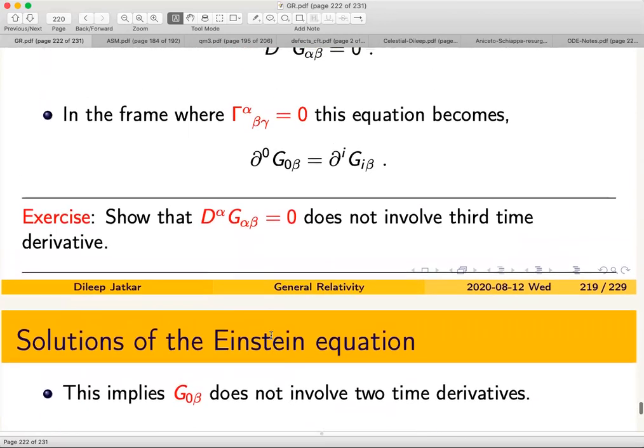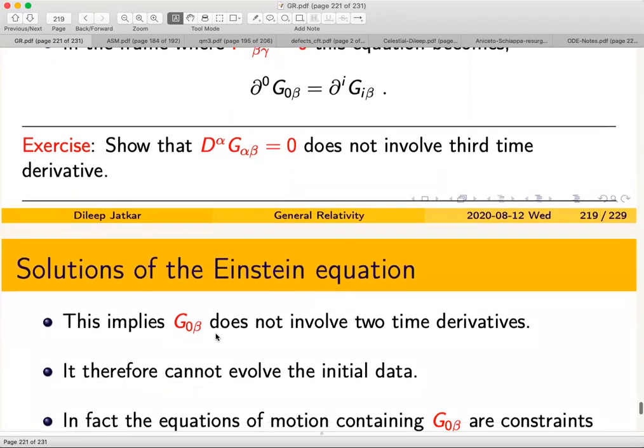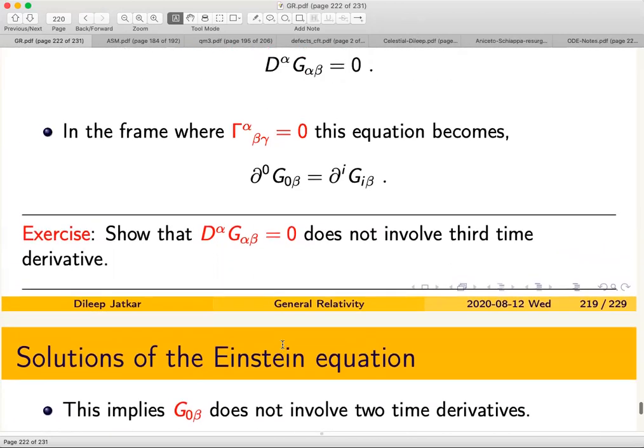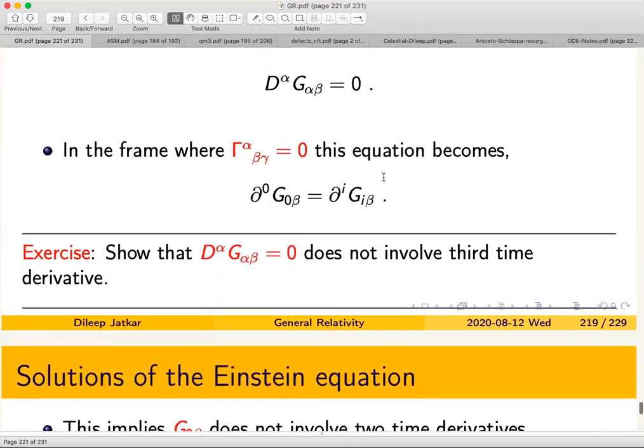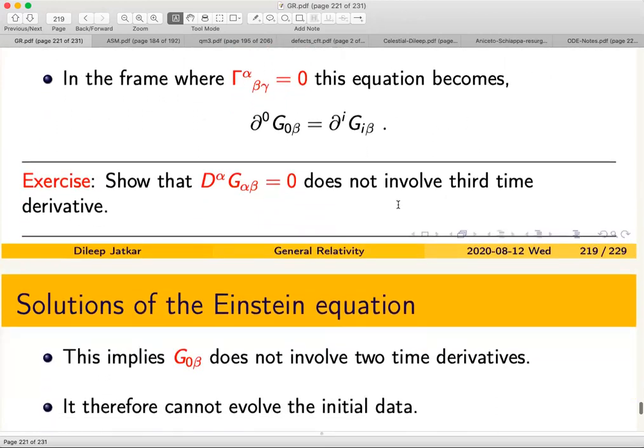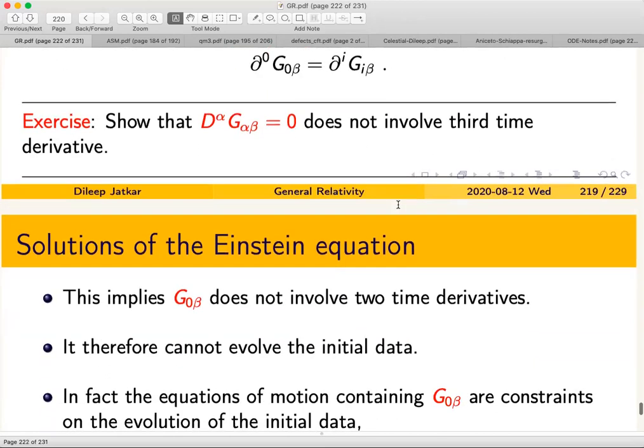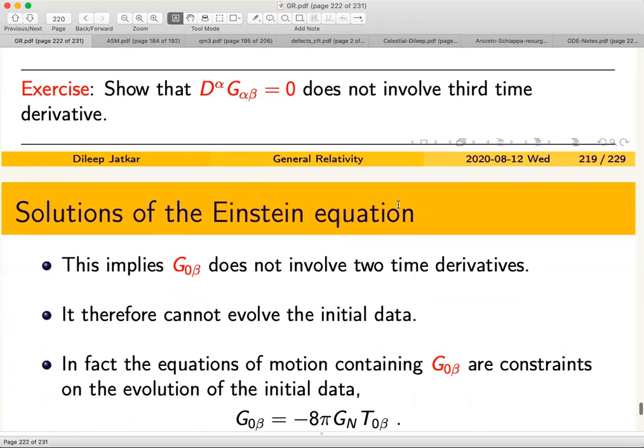Okay, so therefore the piece which you would have thought would have contained two time derivatives, because g alpha beta involves two derivatives of the metric, actually does not contain that. So as a result, this equation does not evolve the initial data. Because to evolve the initial data, you need a second order equation, because you have given the initial data corresponding to a second order equation. Okay, fine.